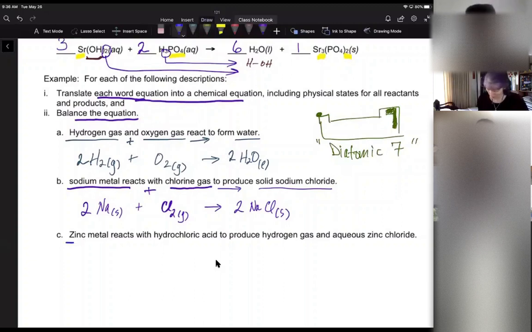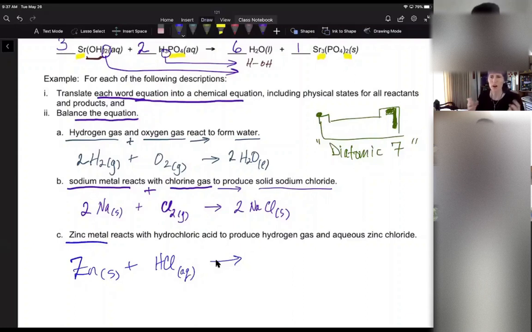All right, zinc is another metal. What does hydrochloric acid look like? So HCl. That's right. And acids are always aqueous. They grab water. Okay, we're going to produce hydrogen gas. That's one of our diatomics. And then aqueous zinc chloride.